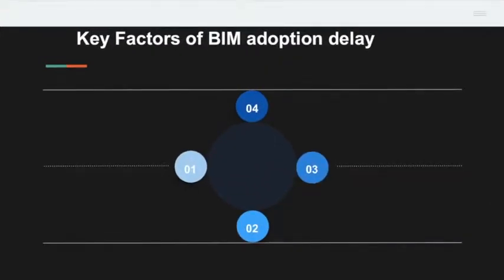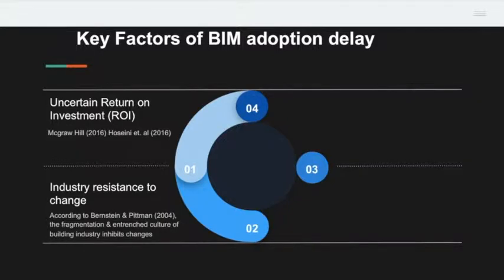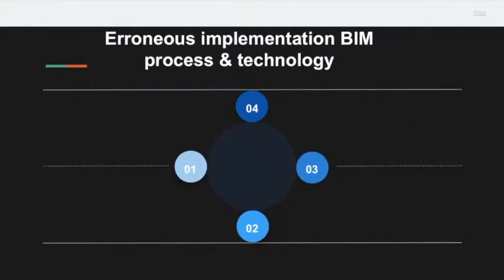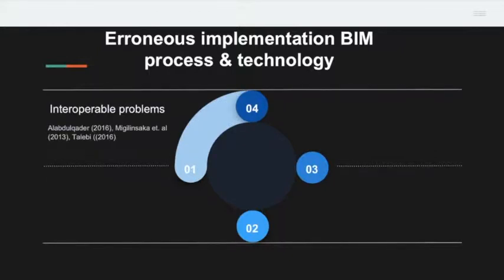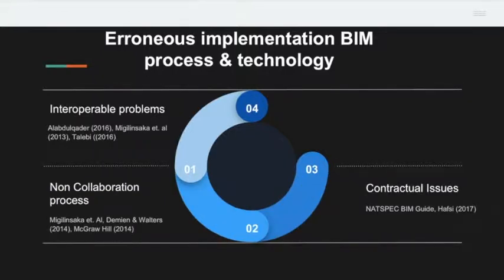Key factors of BIM adoption delay. First is uncertain return on investment, or ROI. Second, industry resistance to change. Third, lack of demand and cost of investment. Erroneous implementation of BIM process and technology. Based on the literature, I've looked at the problems identified as interoperability problems, then non-collaboration process, another one is contractual issues, and another one is lack of integration.